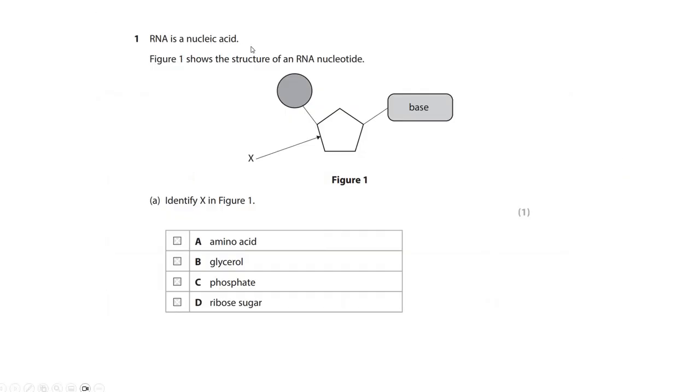So RNA is a nucleic acid. Figure 1 shows the structure of an RNA nucleotide. Identify X in figure 1. So that is a ribose sugar because it's RNA. It's got to be ribose. If it was DNA, it would be deoxyribose, because it's RNA, it's ribose sugar.